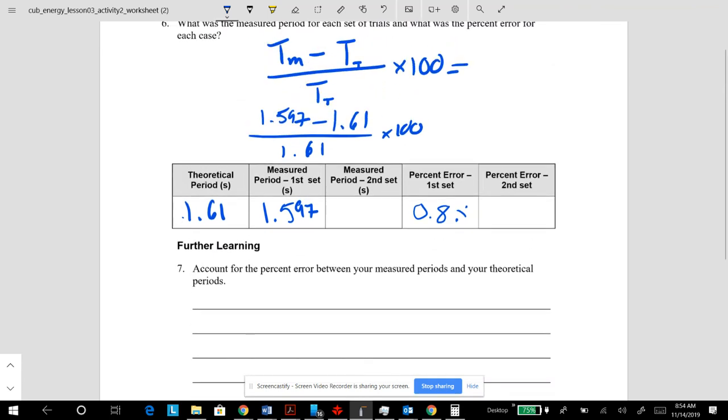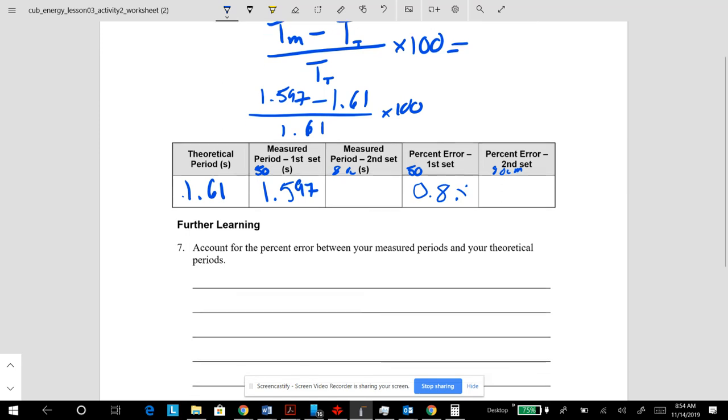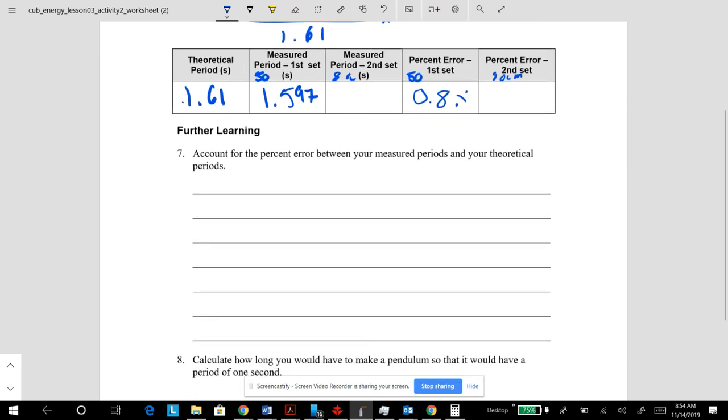And then when it talks about first set, second set, this could be the 80 centimeter one, and that could be your 80 centimeter one. Okay? So we just plugged in. It's asking, this one will be your 50. So it's not T1, T2. It's 50 centimeters and 80 centimeters. And then account for the percent error between your measured and theoretical.